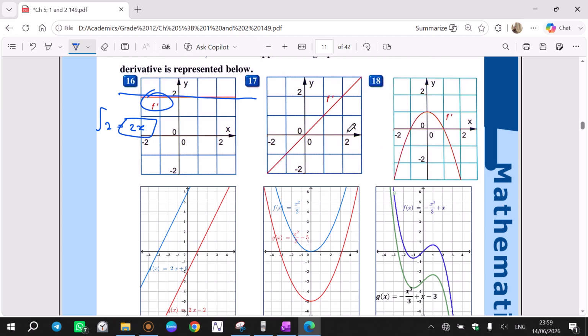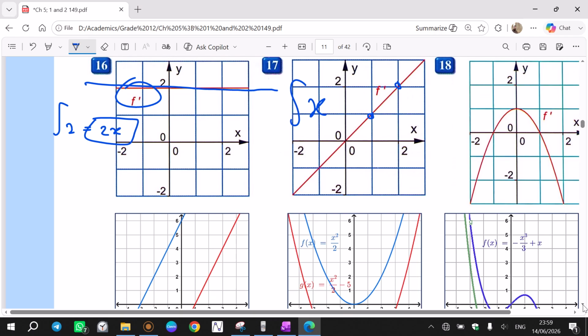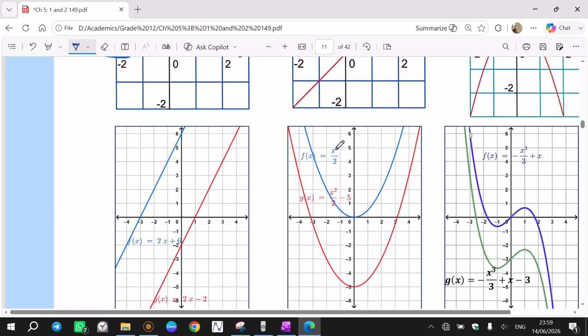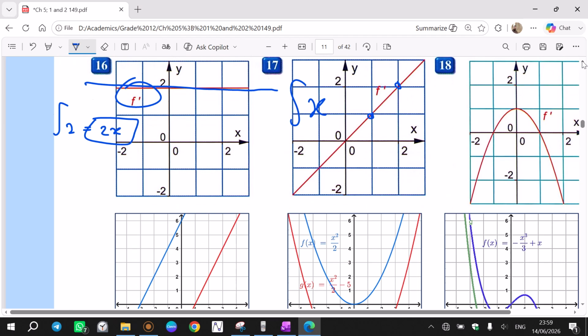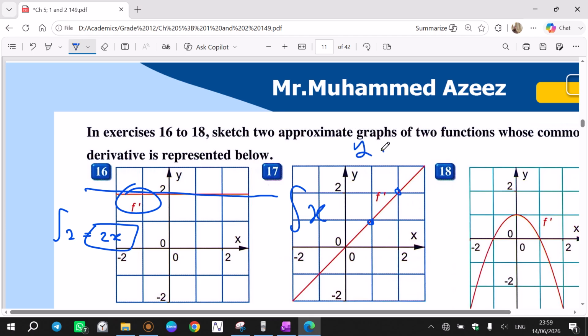This line is the line of y equal to x. Integral of x is x squared over 2. I write two functions containing x squared over 2. This one is x squared over 2 by itself, and this one is x squared over 2 minus 5. If I do derivative of each one, I will get x. Y equal to x is the equation of this line. I'll get the x back.